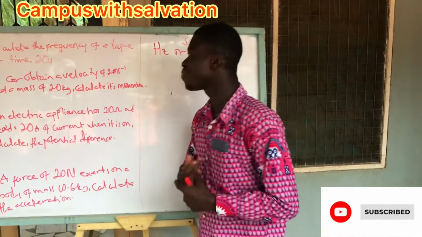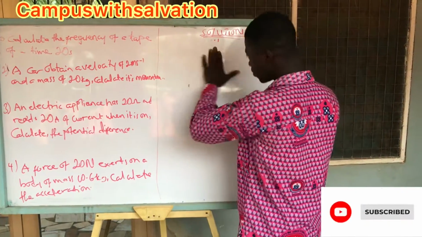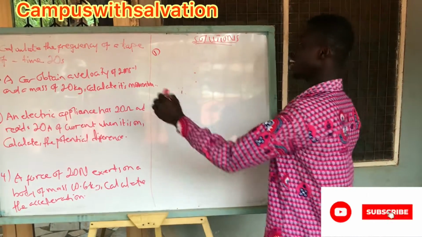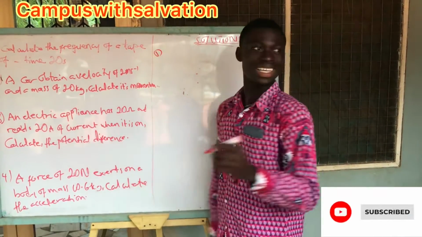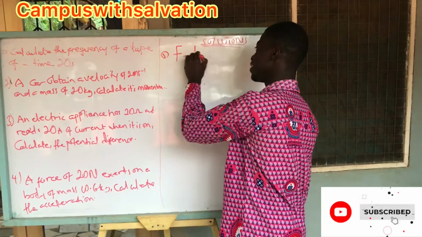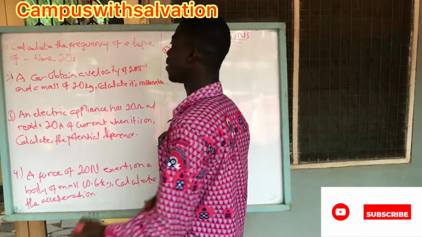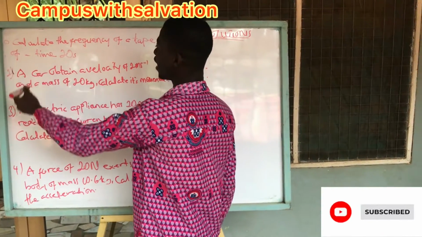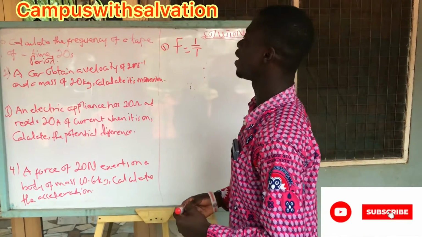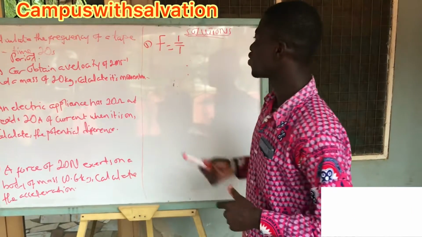Calculate the frequency of a tape which has a time of 20 seconds. So let's continue. Question 1. Solution. Frequency. And this is the formula for frequency: F is equal to 1 over T. And the T is the time or period. So the question says it has a time or period of 20 seconds. Period and time are measured in seconds. Yeah, that's it. So let's go.